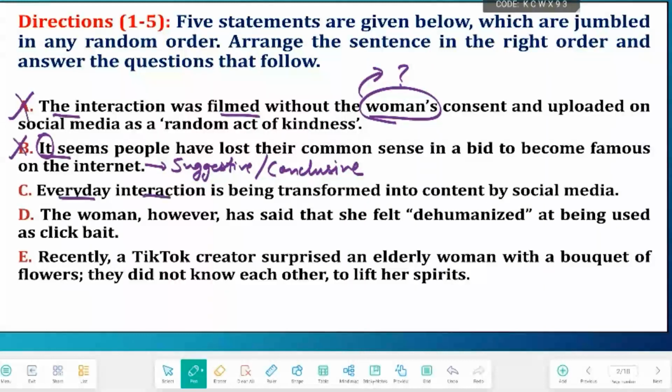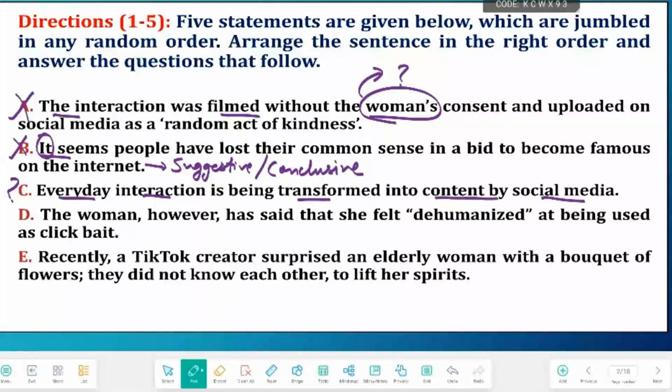Everyday interaction is being transformed into content by social media. Now we do not have anything conclusive. Now look at the statement closely. Everyday interaction is being transformed into content by social media. So we do not have anything conclusive to eliminate this statement. So what we'll do, we'll put a question mark. We cannot eliminate this statement for our first statement. This may or may not be our first statement, but we are not confirmed about it. So let's put a question mark over there.